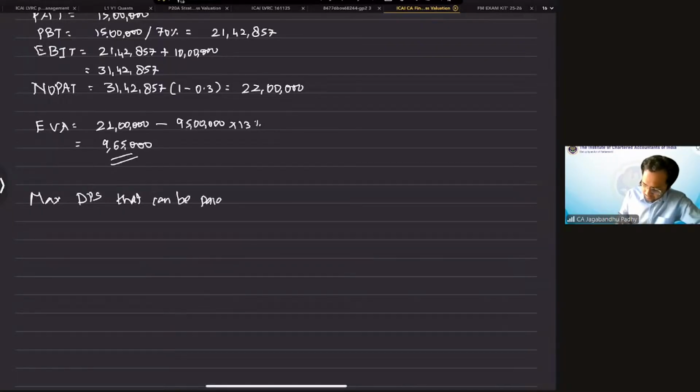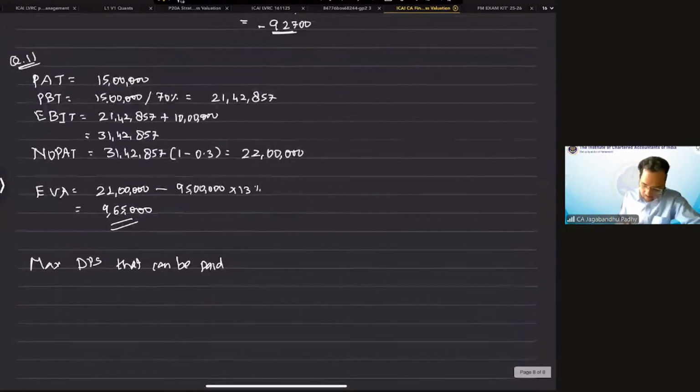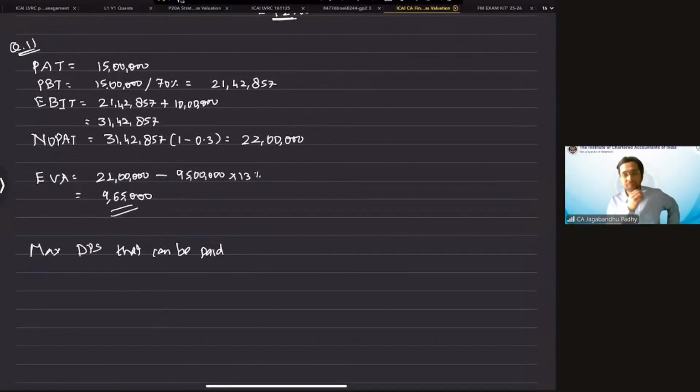Sir, we will take 22 lakh, no? Yes, NOPAT is 22 lakh. But at the time of calculating EVA, we have taken 21 lakh. No, it is 22 only. Okay, sir. So it's 95 lakhs into 13% minus 22 lakhs. It's 22 lakh only.